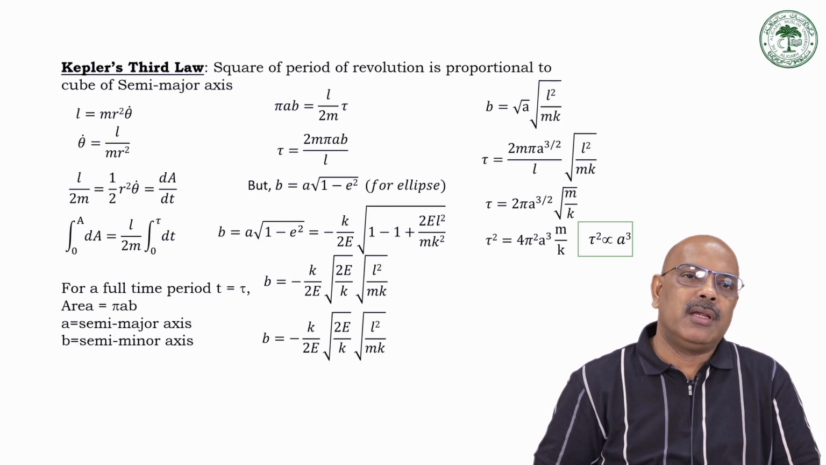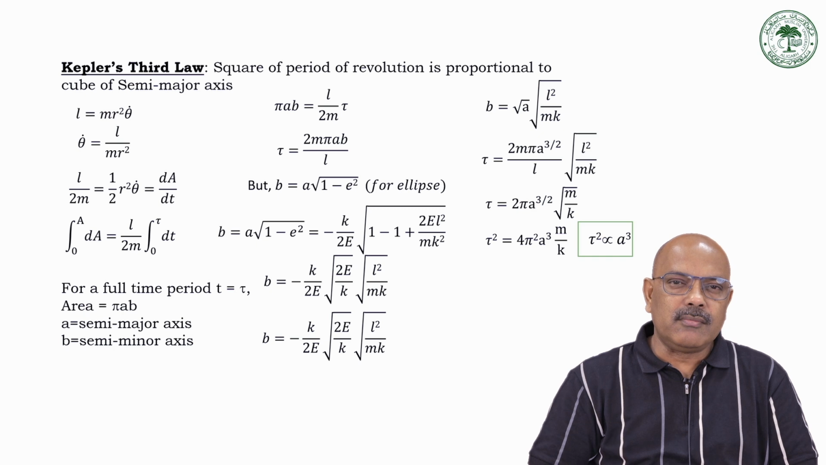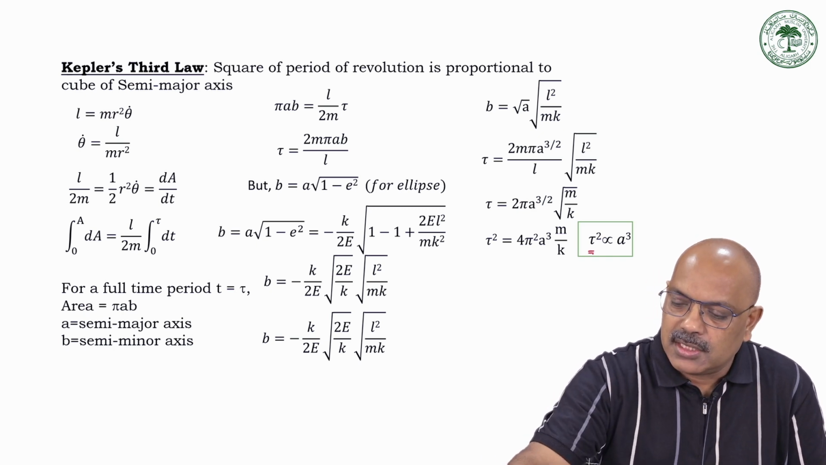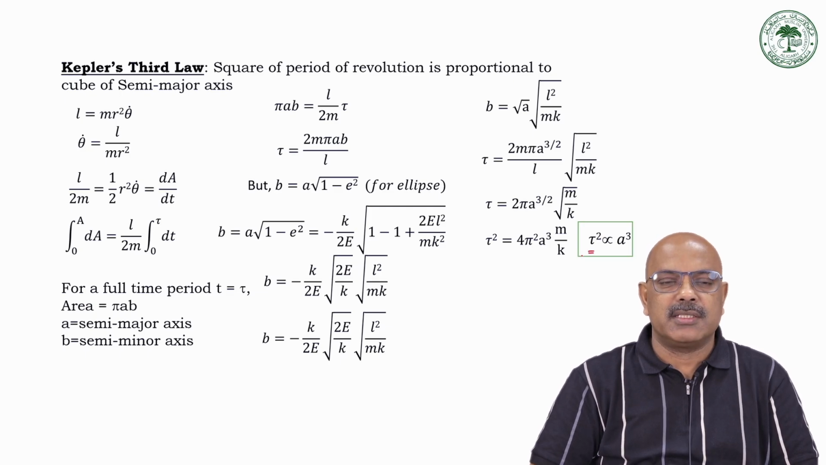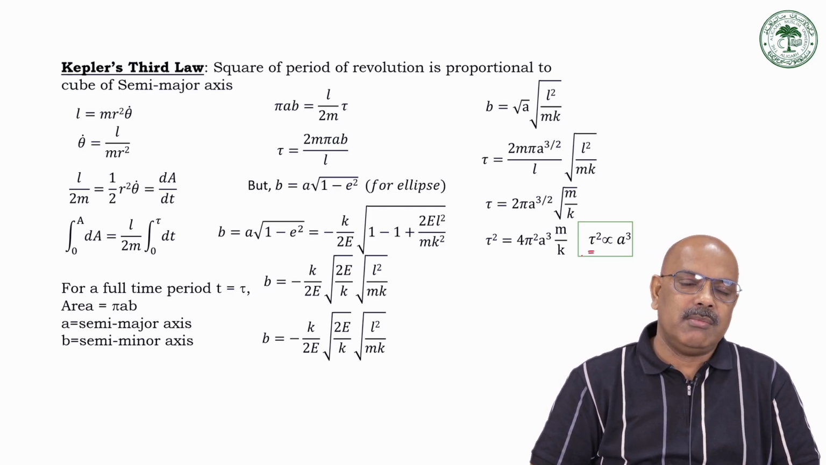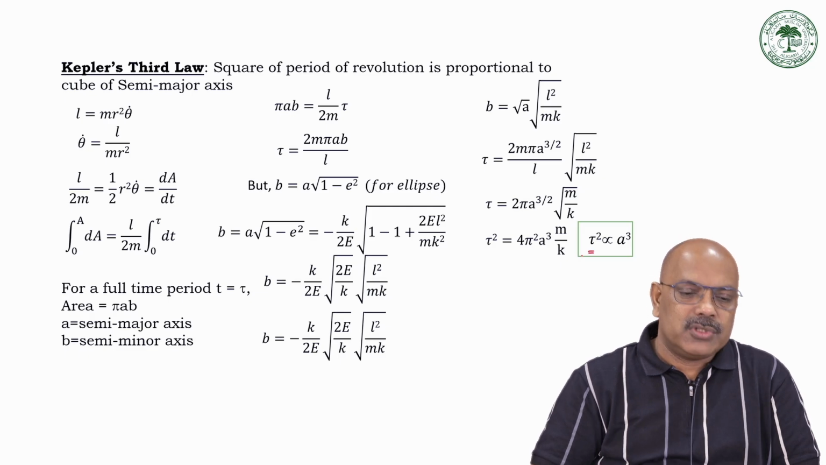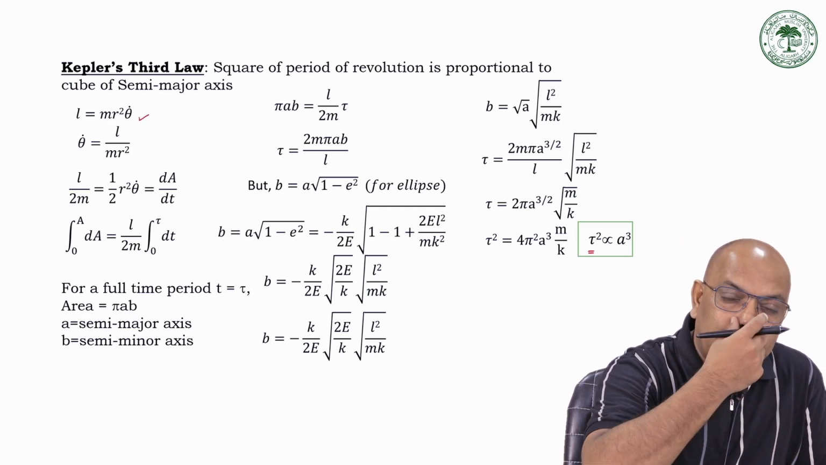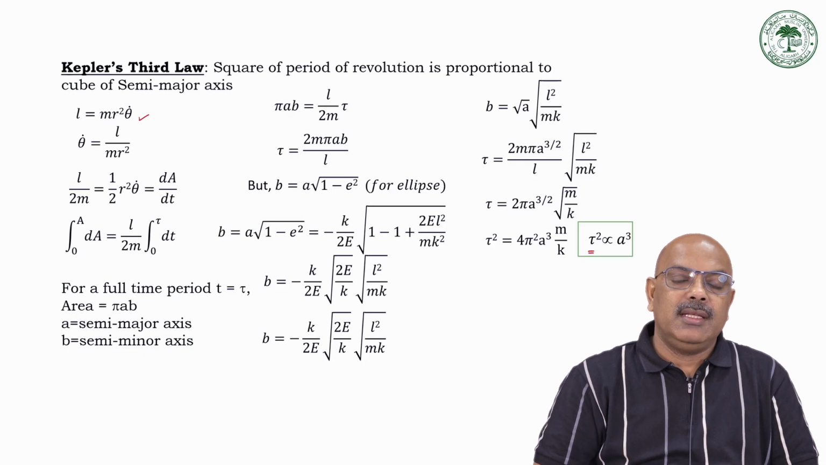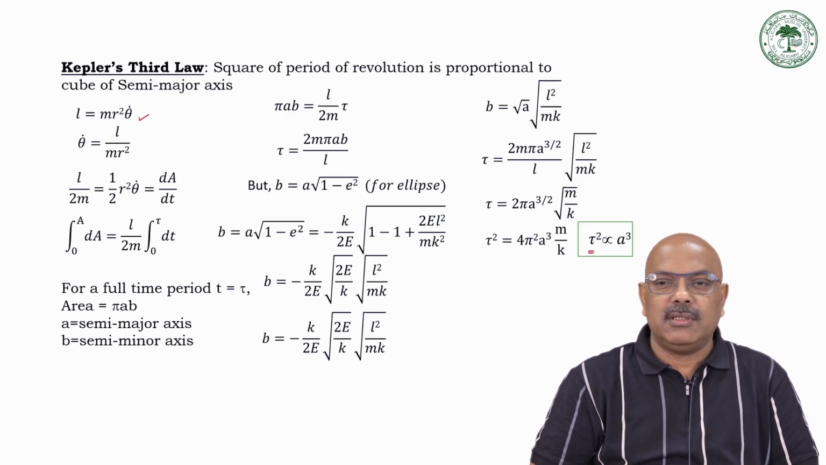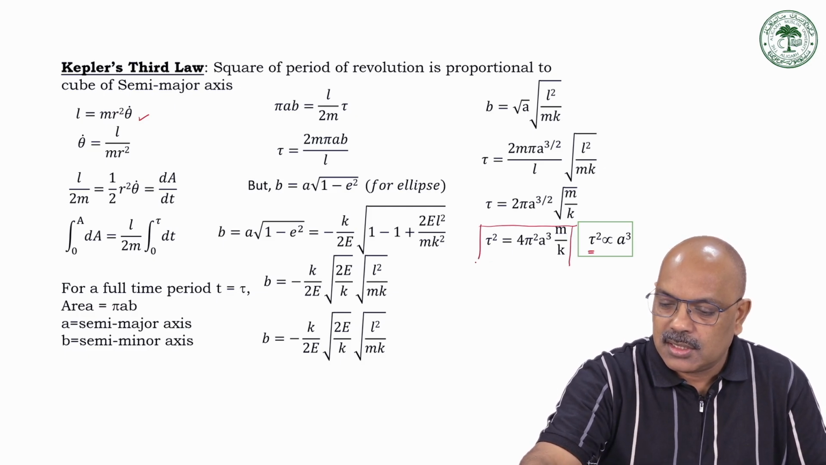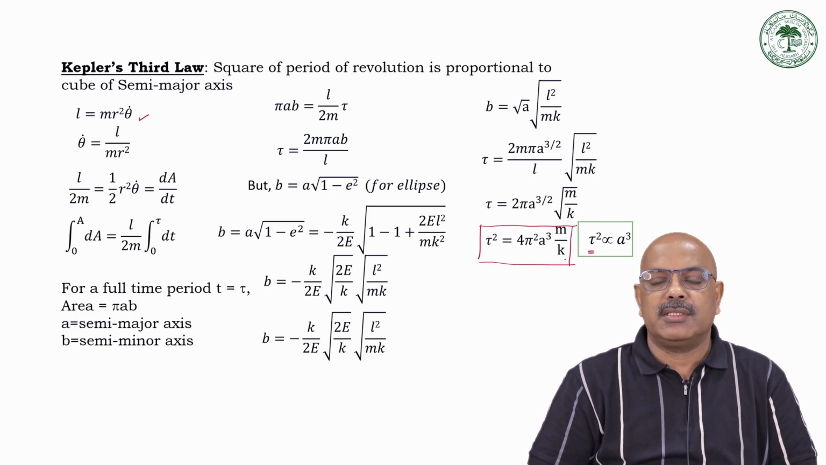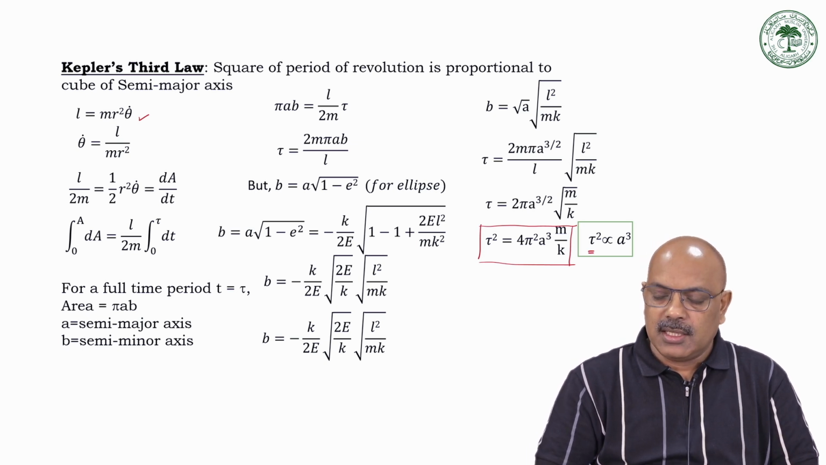Then we moved to the third law: the square of the period of revolution, that is the time period, is proportional to the cube of the semi-major axis. Again we started with the same first integral of motion, the angular momentum m r squared theta dot, and after some calculations we finally get tau squared equals 4 pi squared times the cube of the semi-major axis, depending upon m and k.